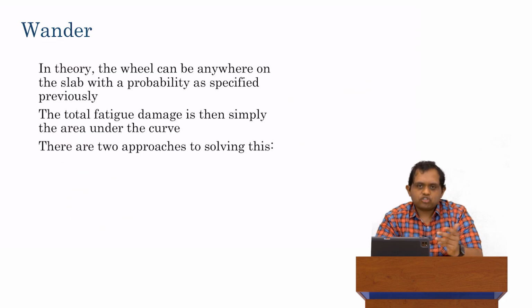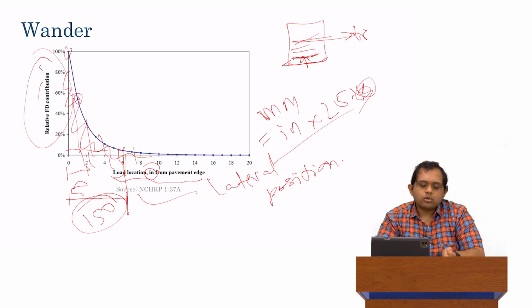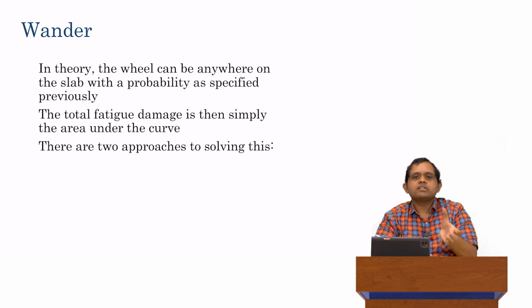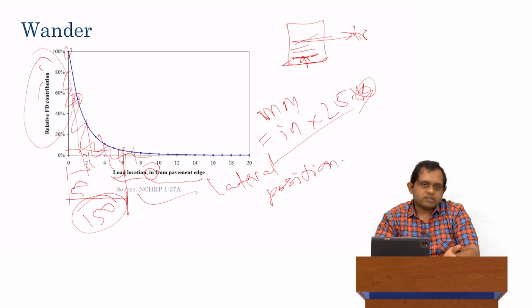So we can basically construct this curve: we place the load at each of these positions, we calculate the fatigue damage, and then we calculate the area under the curve. That basically will give us the weighted fatigue damage taking into account this wander or this lateral placement. So that is true, and so basically we want to calculate the area of this curve.